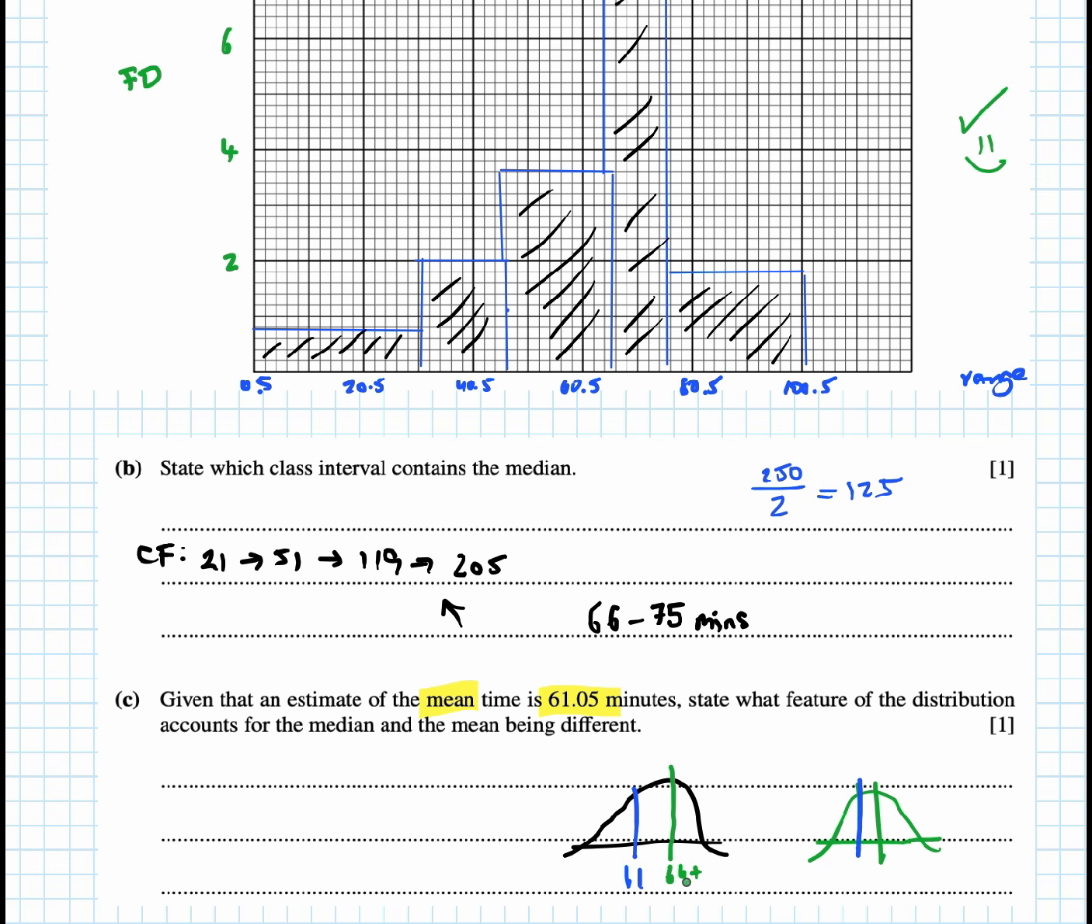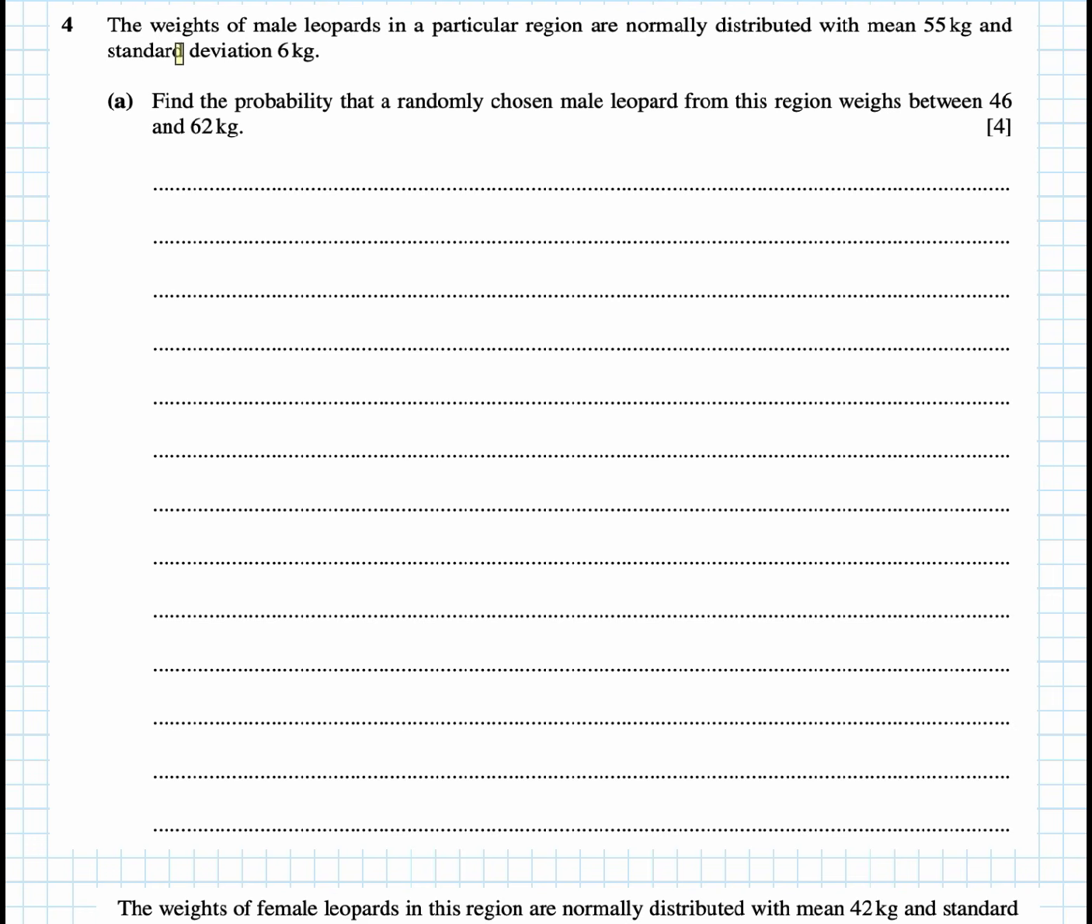61, sorry, was our mean, and 66 plus was our median. The mode should be the highest point, so it should be just there, like that. We don't care about the mode, but that's that point. So the median is greater than the mean. As I said, it's skewed negatively, I suppose. Left skew. That's a feature of the distribution, and then being different.